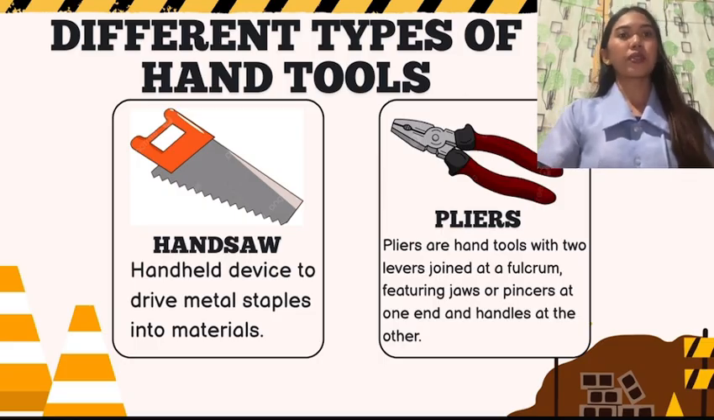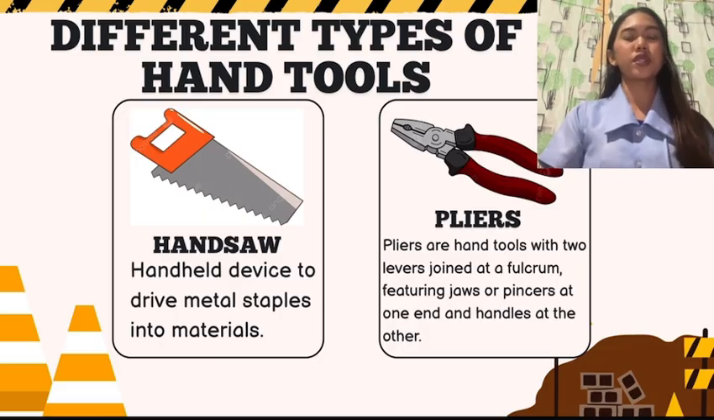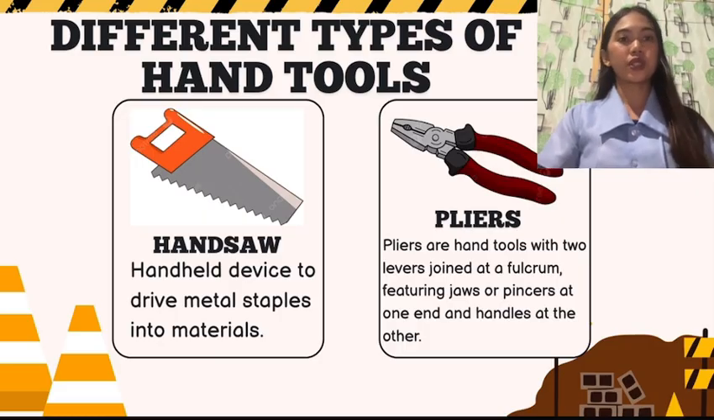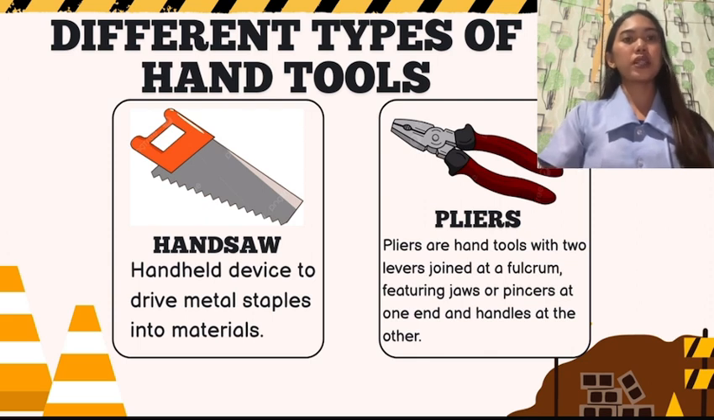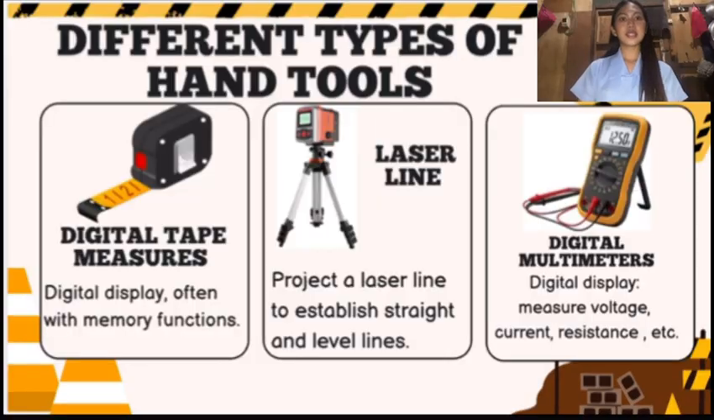Next is pliers. Pliers are hand tools with two levers joined at a fulcrum, featuring jaws or pincers at one end and handles at the other. Next is digital tape measure, with a digital display and memory function. Laser line projects a laser line to establish straight and level lines. And the last is digital multimeters. Digital displays measure voltage, current, resistance, and etc.